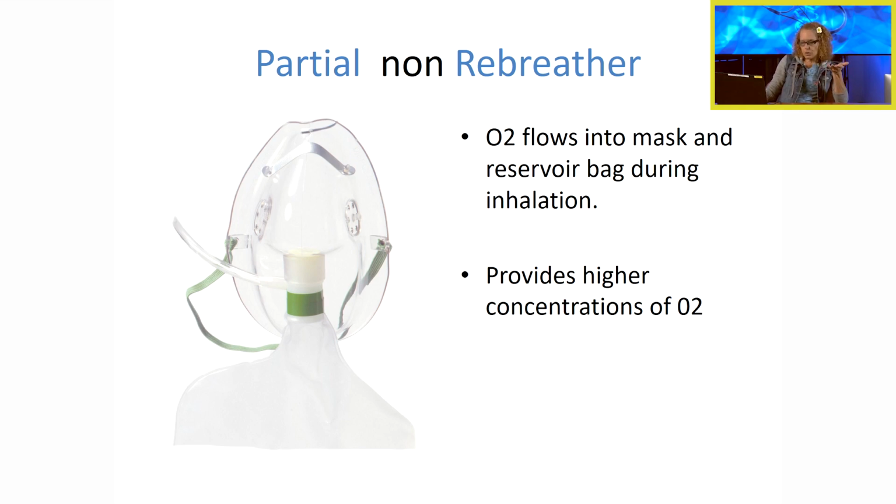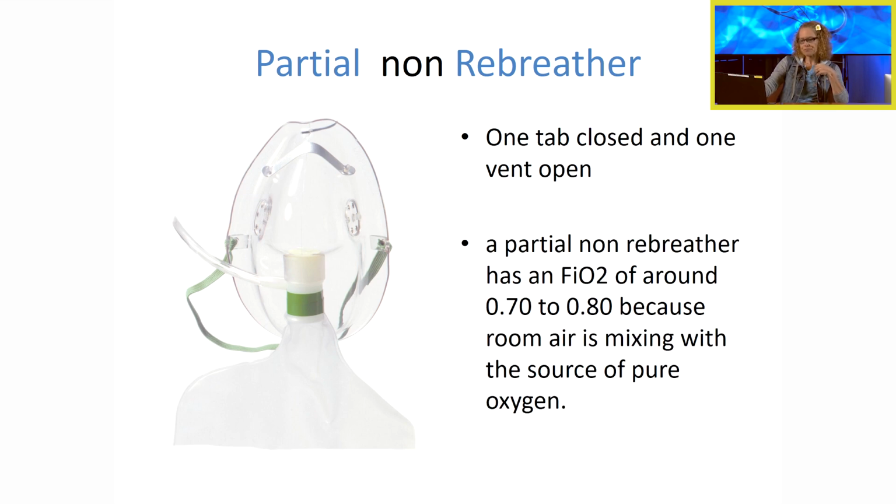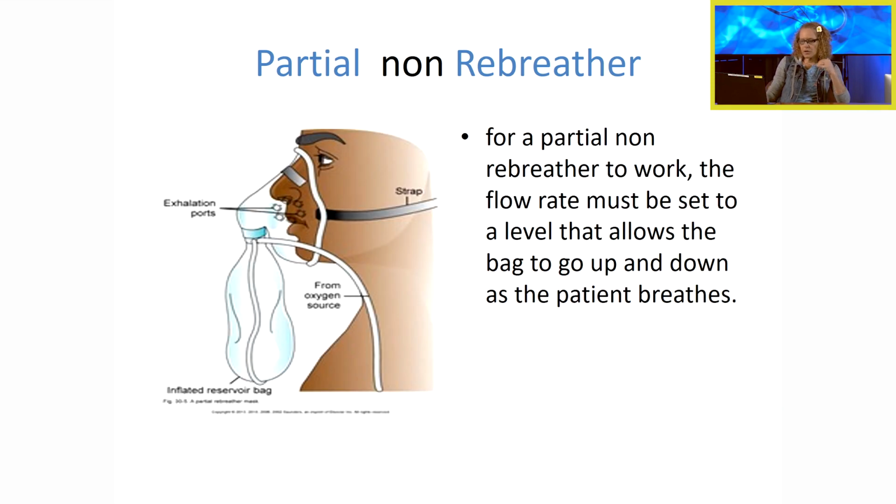There is a partial non-rebreather where the O2 flows into the mask and the reservoir bag during inhalation, all right, providing higher concentrations of O2. If one of the tabs is closed and one of the vents are open, right, a partial non-rebreather has an FiO2 of around 70 to 80 because the room air is mixing with the source of pure oxygen, okay?